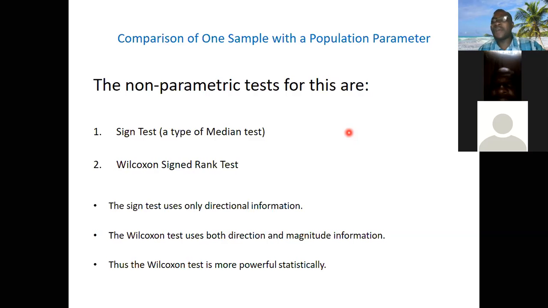Now we have looked at the independent sample test for the non-parametric counterpart, which is the Wilcoxon rank sum or Mann-Whitney U test. We have looked at it. We also looked at the paired sample counterpart, which is the signed rank test.